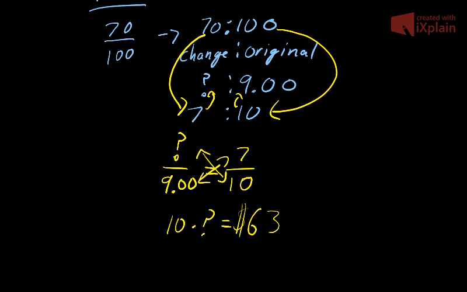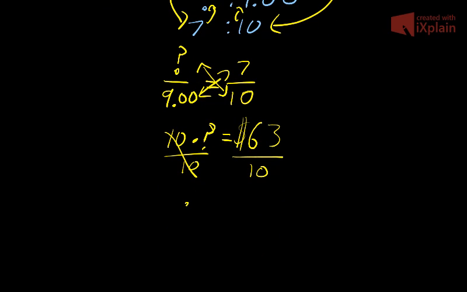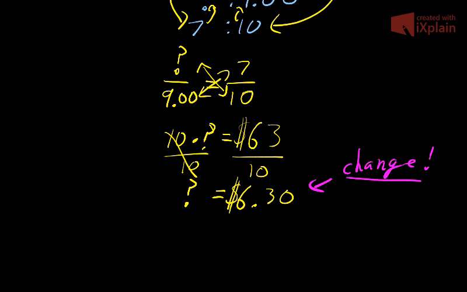So now all I have to do to figure out what the question mark is, there's multiplication here. Opposite of multiplication is division, so I'm going to divide by 10. On this side, my 10s cancel, and I end up with a question mark equals $6.30. So now we have to figure out what we're going to do with $6.30. We talked and we said that that is going to be the change. So our $6.30 is our change. That's not the answer, that's just the change. And our original was $9.